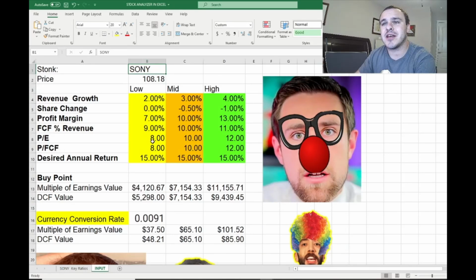So that's it. I am not buying Sony. I think it's a little risky right now. I think it's a little expensive. I think it was cheaper earlier in the year maybe, but right now, no. I want a 15% return.